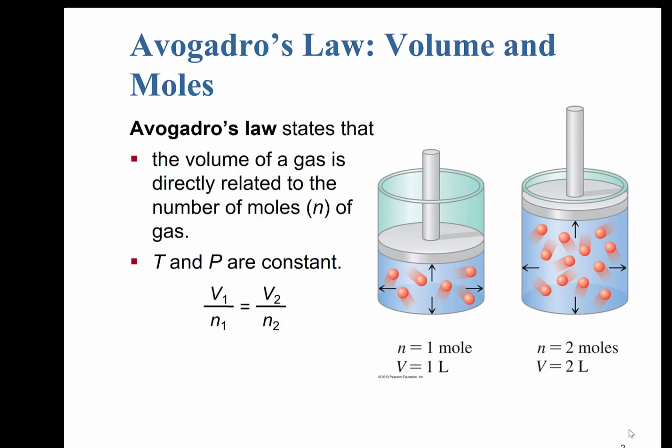We've had Charles, Boyle's, and Gay-Lussac, and now we're going to have Avogadro. And Avogadro is a relationship between volume and moles. And so the volume is directly proportional to the amount, the number of moles. So that means the more moles that you have, the more volume that it's going to take up. And since they're directly related, again, we're going to have to divide. So V1 over N1 equals V2 over N2.